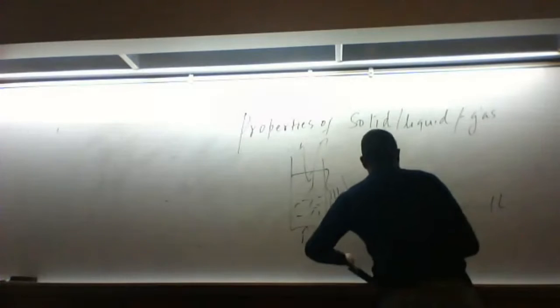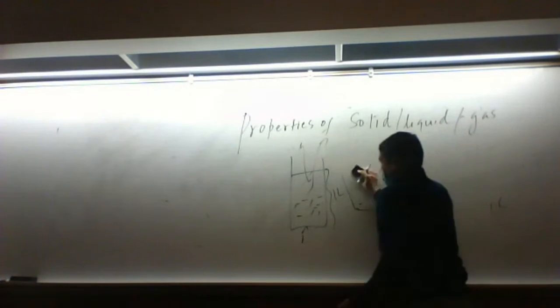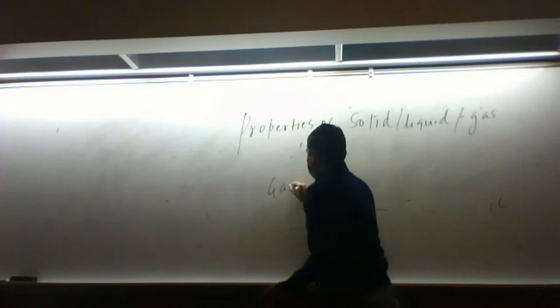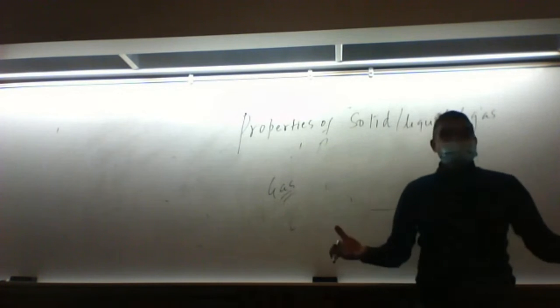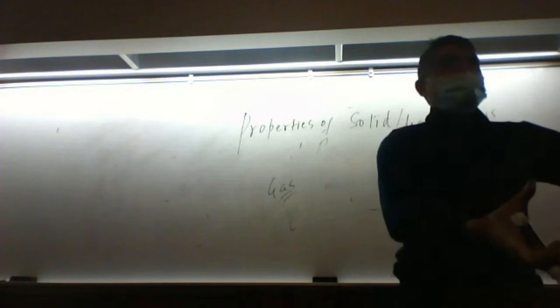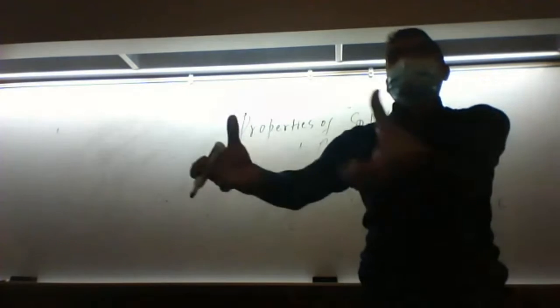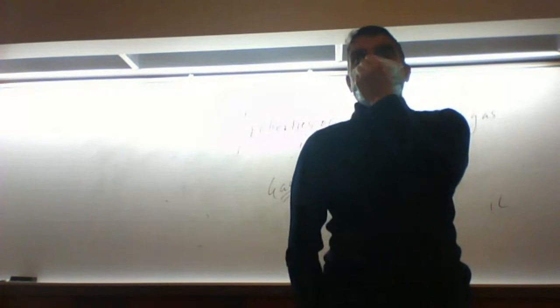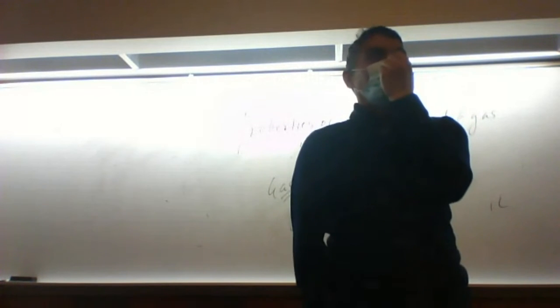Now, how about the gas? Gas doesn't have a shape. If you put it in a cylinder, it looks like the cylinder. If you put it in a balloon, the gas looks like the balloon. So the gas doesn't have a definite shape. And also, gas doesn't have a definite volume.